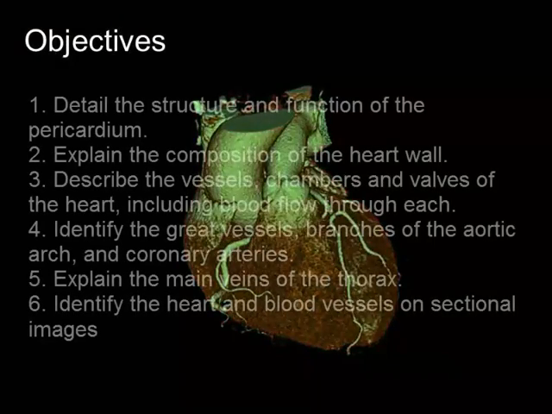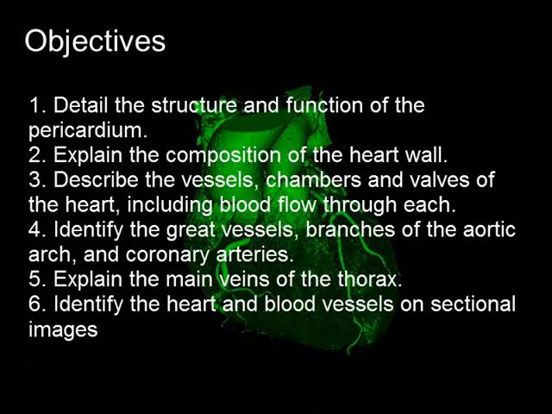Upon completion of this media module, you should be able to: 1. Detail the structure and function of the pericardium. 2. Explain the composition of the heart wall. 3. Describe the vessels, chambers, and valves of the heart, including the blood flow through each. 4. Identify the great vessels, branches of the aortic arch, and coronary arteries. 5. Explain the main veins of the thorax. And 6. Identify the heart and blood vessels on sectional images.